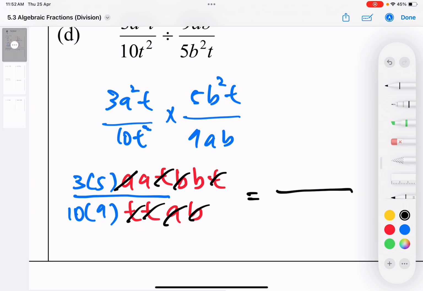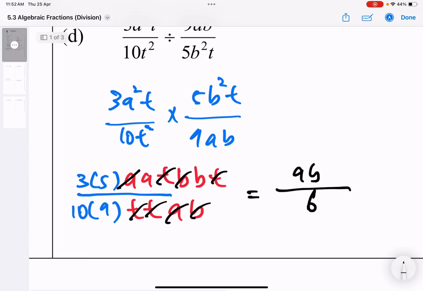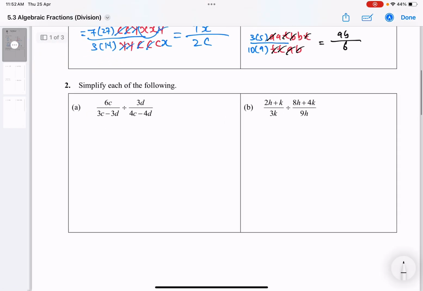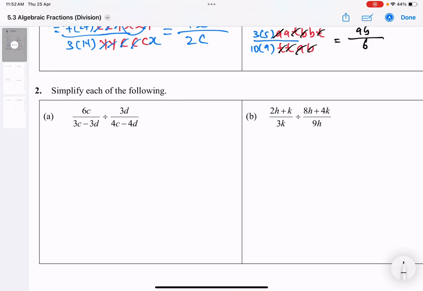The top, I'm just left with a, b. Bottom, I am left with nothing. So it's just ab over 6. Okay, so this is how you do this question. You can be assured this topic will sure come out for your WA3 because it hasn't been tested yet. But it's really very simple if you know how to do it. Alright, let's move on to the next one. Question number 2. This one, the first part is the same.